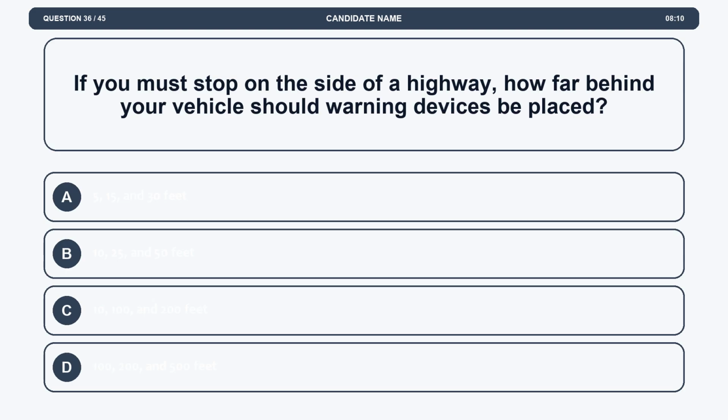Question 36. If you must stop on the side of a highway, how far behind your vehicle should warning devices be placed? Option A, 5, 15, and 30 feet. Option B, 10, 25, and 50 feet. Option C, 10, 100, and 200 feet. Option D, 100, 200, and 500 feet.